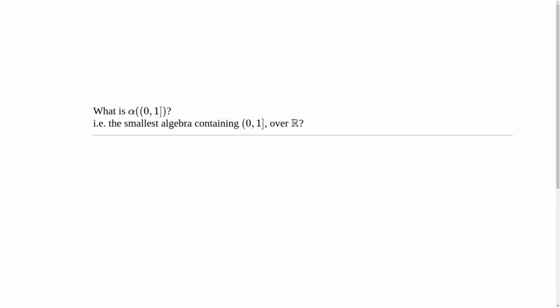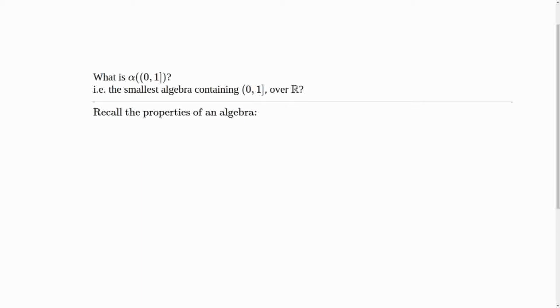We want to find the smallest algebra that contains the set (0, 1]. It's an interval that's open on the left and closed on the right. The first thing that we should do is remind ourselves of the properties of an algebra.